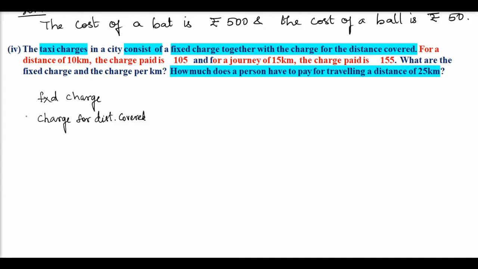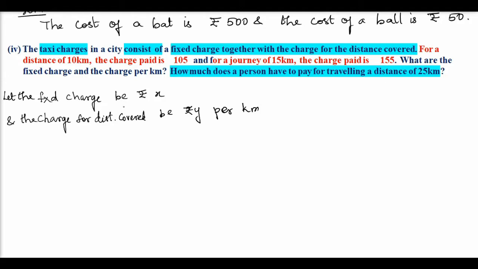So let me assume that the fixed charge be rupee X and the charge for distance covered be rupee Y per kilometer. Okay, for 1 kilometer you have to pay Y rupees. For 2 kilometers you have to pay 2Y rupees. 5 kilometers, 5Y rupees, like that, right? So both the charges we are going to pay. Now we'll see the conditions given.